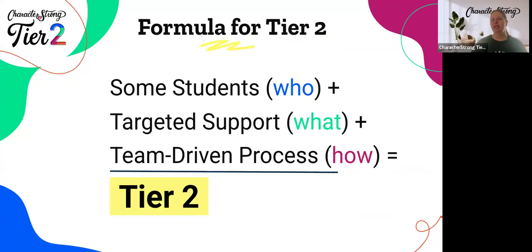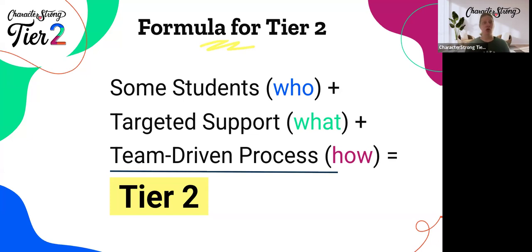So really quickly, I want to review our Character Strong formula for tier two. We love a formula at Character Strong. We have a formula for many, many, many things. So first, again, we're talking about some students. We are not supporting all. We are not supporting a huge percentage. We are not supporting half of our building. In tier two, we are supporting some students.